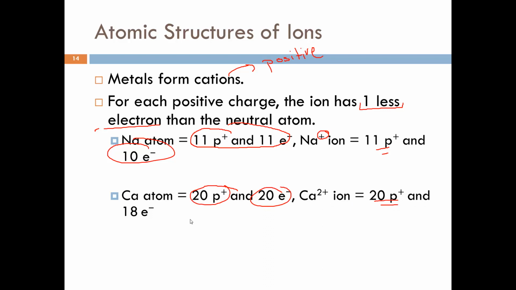We can put together a little formula if that would help. The charge is always going to equal the protons minus the electrons. For instance, here, for calcium, the charge is equal to 20 protons minus 18 electrons, which comes out to be a +2. Alright, so let's practice these now.